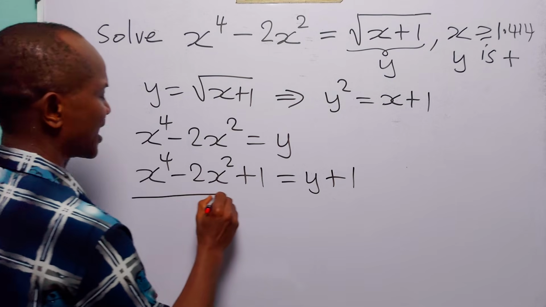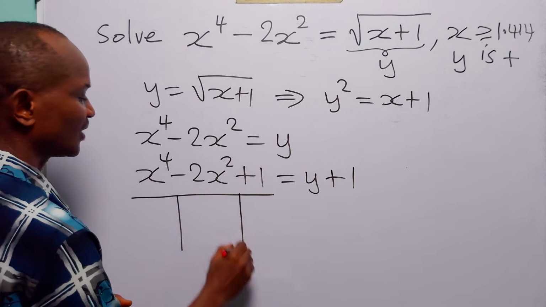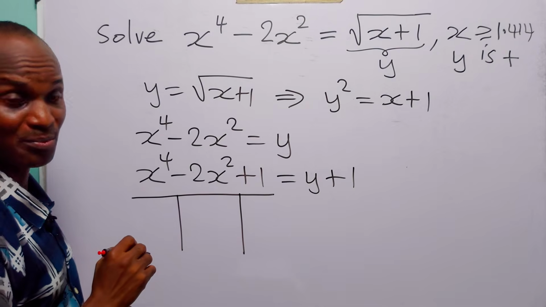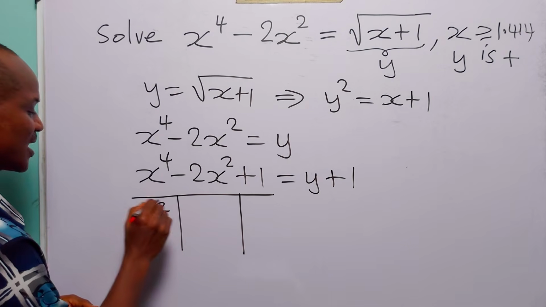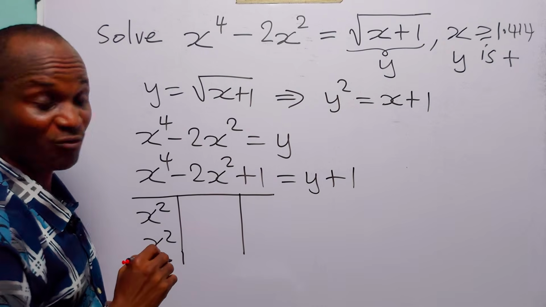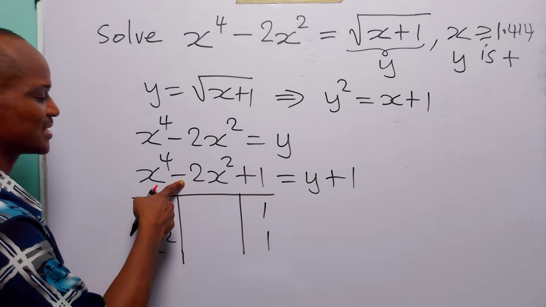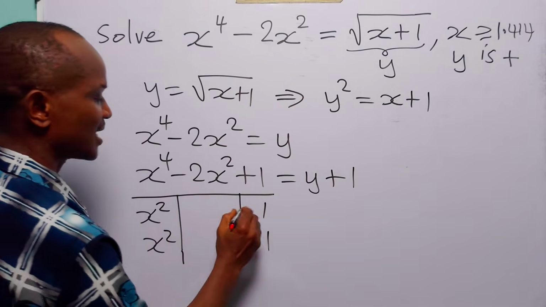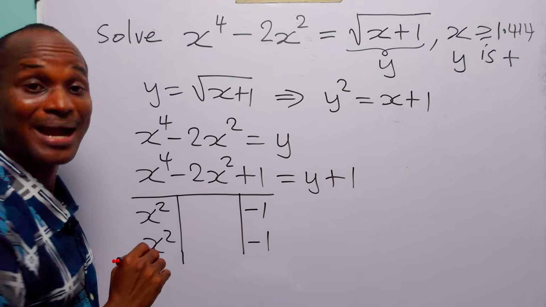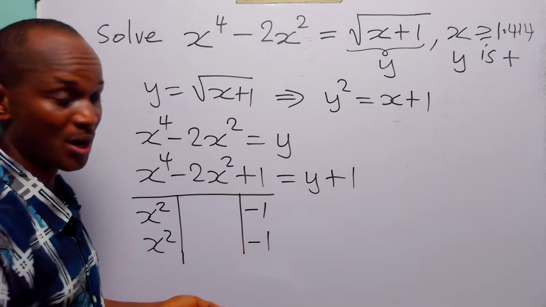Now we can factorize the left hand side of this equation. What are the factors of x^4? We have x^2 and x^2. What are the factors of 1? We have 1 and 1. But now notice that the middle term is negative. So let this be -1 and let that be -1. Minus 1 times minus 1 is still going to give us plus 1.